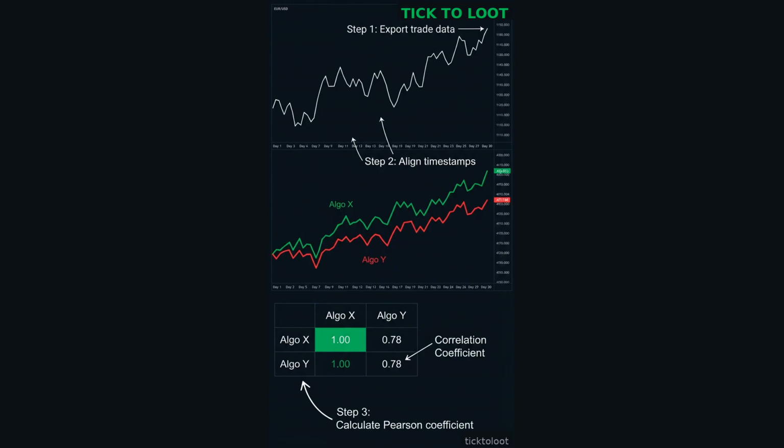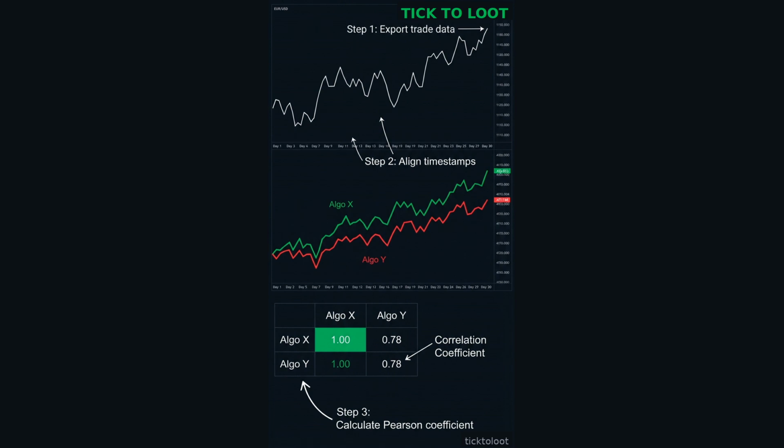Step 2. Align the timestamps. Your two bots may not trade at exactly the same moments, so you create a common time grid, for example, 1-minute intervals, and fill in each bot's profit or loss for that minute. If a bot didn't trade that minute, you record a 0. This is like arranging your ingredients in the same bowl, so they mix evenly.